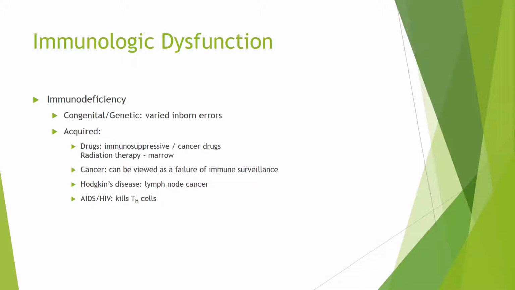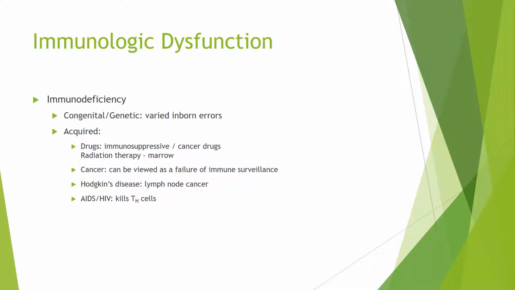Some immunodeficiencies and dysfunctions can occur with our immune system. There are two different types. The first one is congenital or genetic, and these are due to inborn errors, and some of them are as simple as one codon being misread, or it could be multiple. So it could be on multiple chromosomes, or it could be just on one.